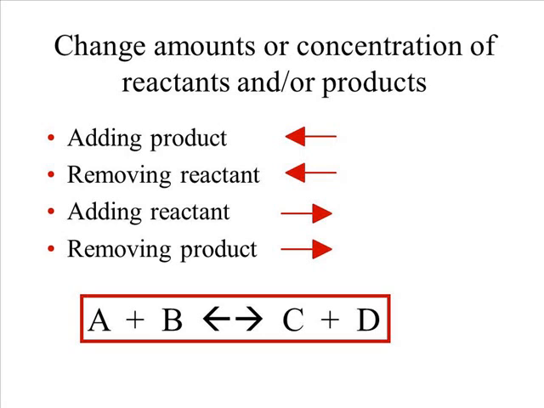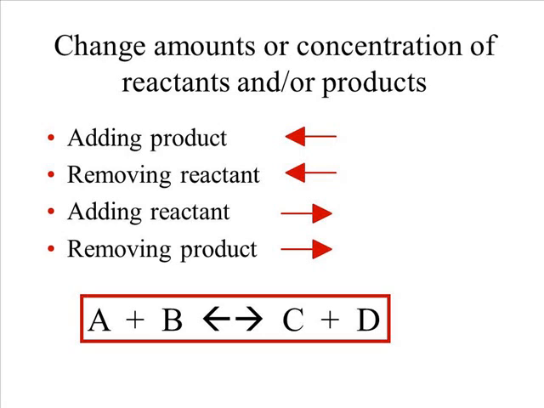So if you established equilibrium between A and B, C and D, and then you add C and D, the reaction will shift to use up the additional C and D and try to establish a new equilibrium. If you remove the reactant A or B, then your reaction is going to shift to try to create more A and B. So the reaction will shift to try to undo what you have done to it.